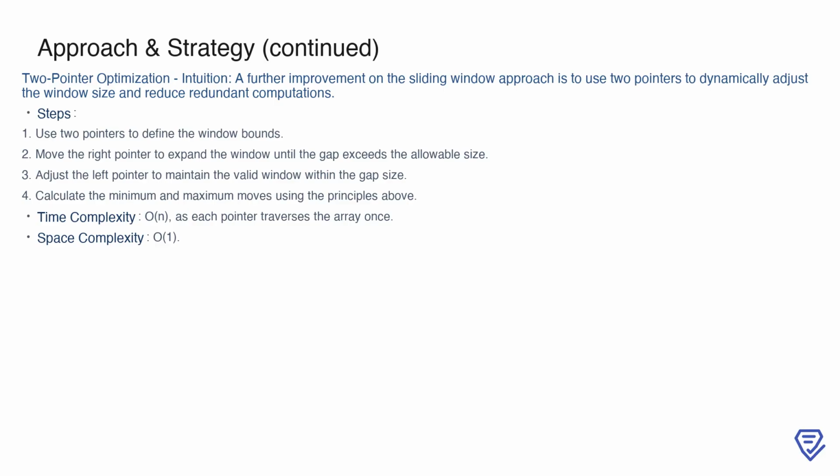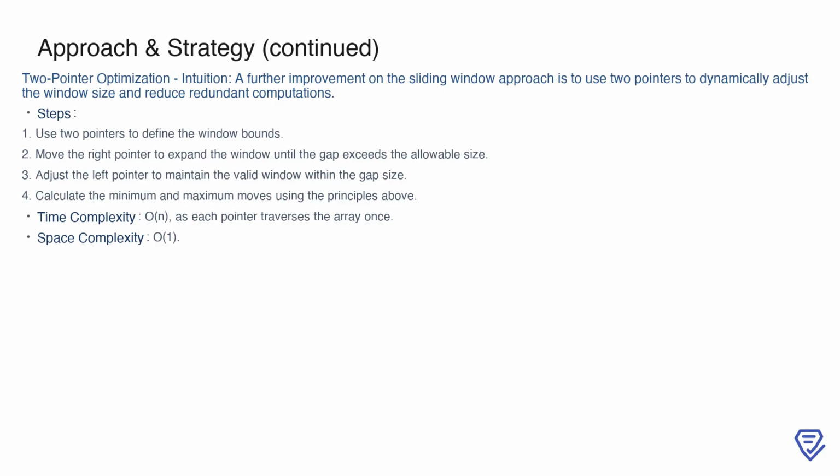The process starts by using two pointers to define the bounds of the window. The right pointer expands the window as long as the gap remains within an allowable size, while the left pointer adjusts to maintain a valid window when necessary. By maintaining this dynamic window, we can efficiently calculate both minimum and maximum moves based on the principles outlined earlier.